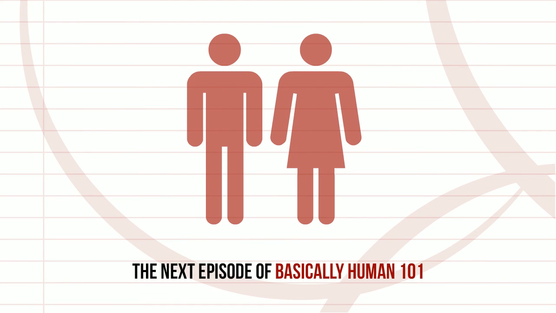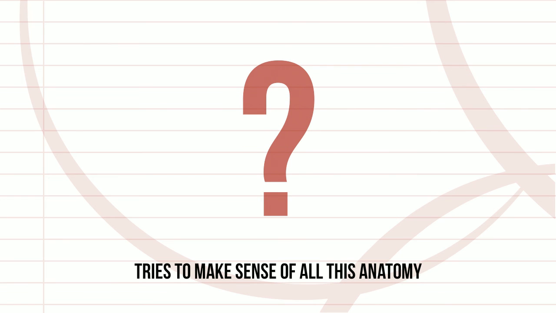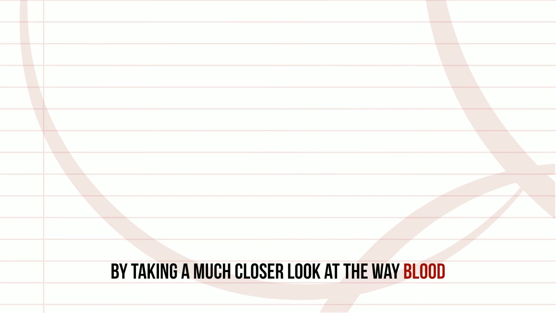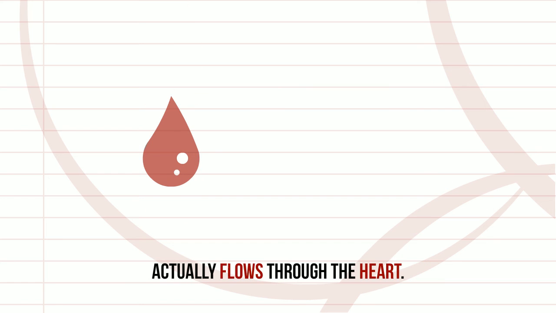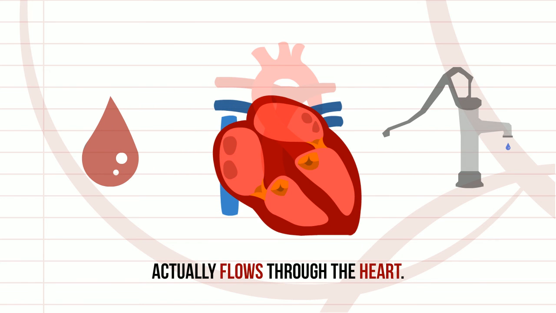The next episode of Basically Human 101 tries to make more sense of all this anatomy by taking a much closer look at the way blood actually flows through the heart.